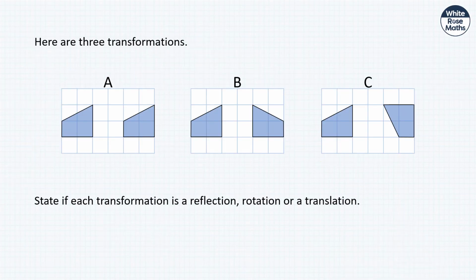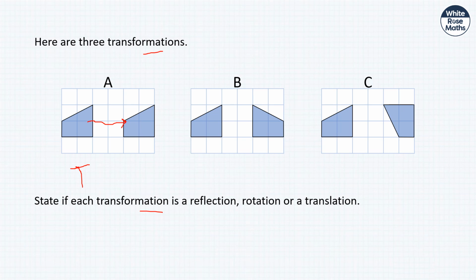Okay, this is question number 1, guys. It says, here are 3 transformations. State if each transformation is a reflection, rotation, or a translation. So for A, because it's the same shape and it's just been shifted, i.e. moved, this is what I call a translation. I'll put a capital T for translation. So it's moved to the right or to the left by a certain vector quantity.